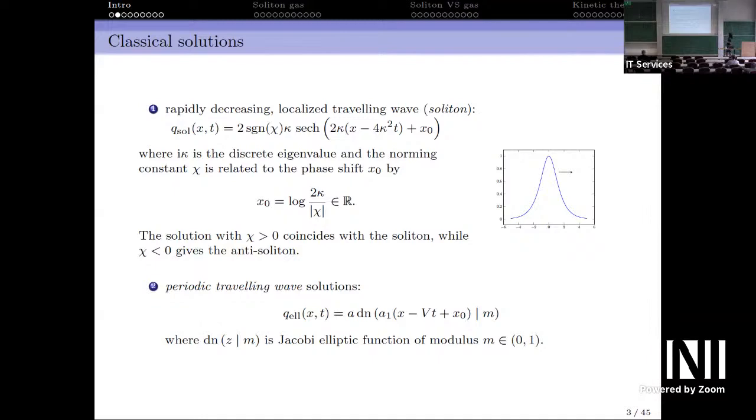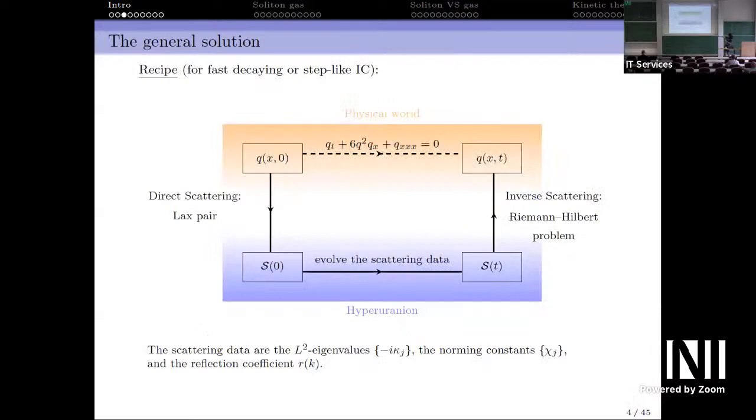In general, this is the picture that Gerard also showed, on the blackboard behind me. We have the initial condition, and we want to get from here to the evolved profile of the wave. Instead of going directly, we first do some direct scattering transform. We construct the Lax pair. We analyze the scattering data, which are the eigenvalues, the norming constants, and the reflection coefficients.